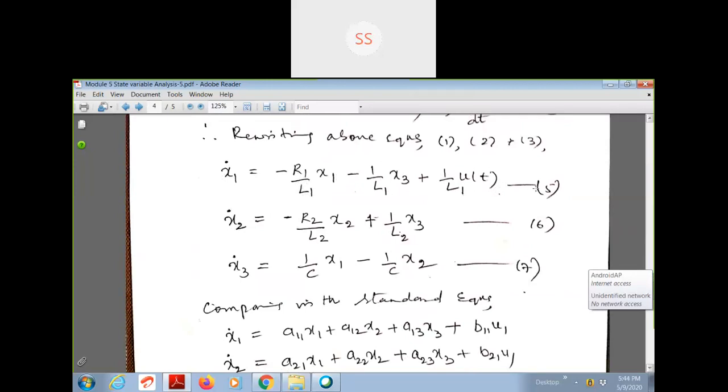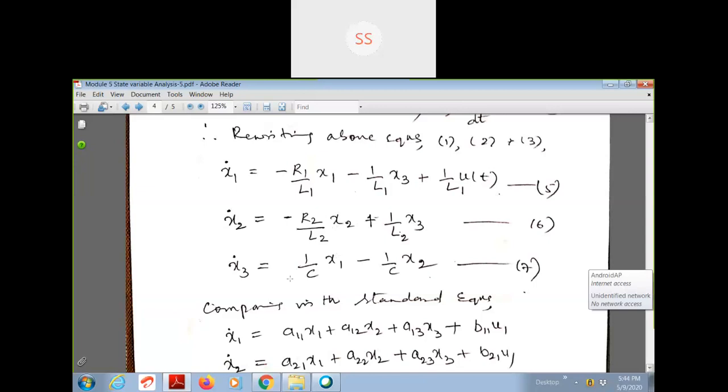Call it as 5. Similarly, x2 dot is nothing but d by dt of I2 of t. So minus R2 by L2. Here why has x2 come? Because in that equation we have I2 of t, so that is replaced by x2. Similarly, x3 is there because in that equation we have Vc.